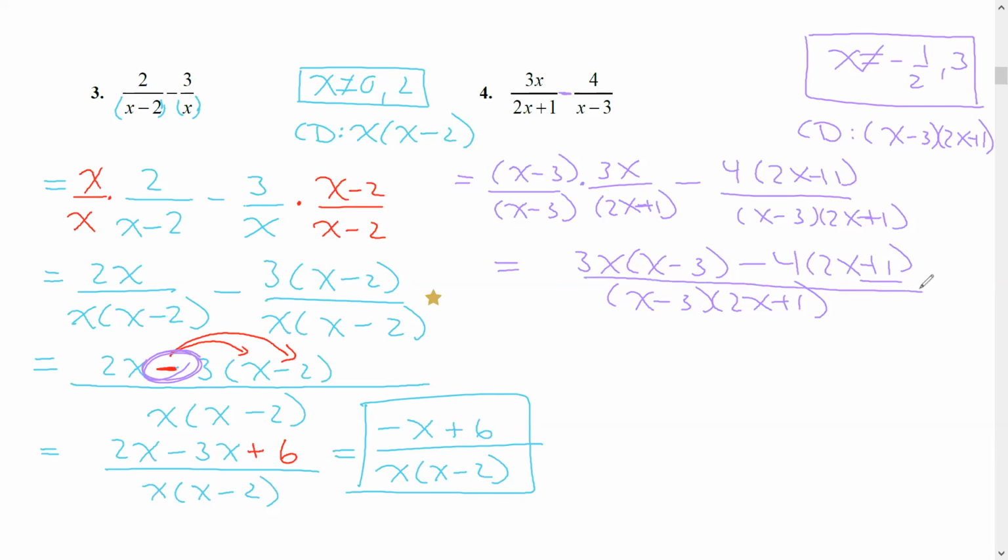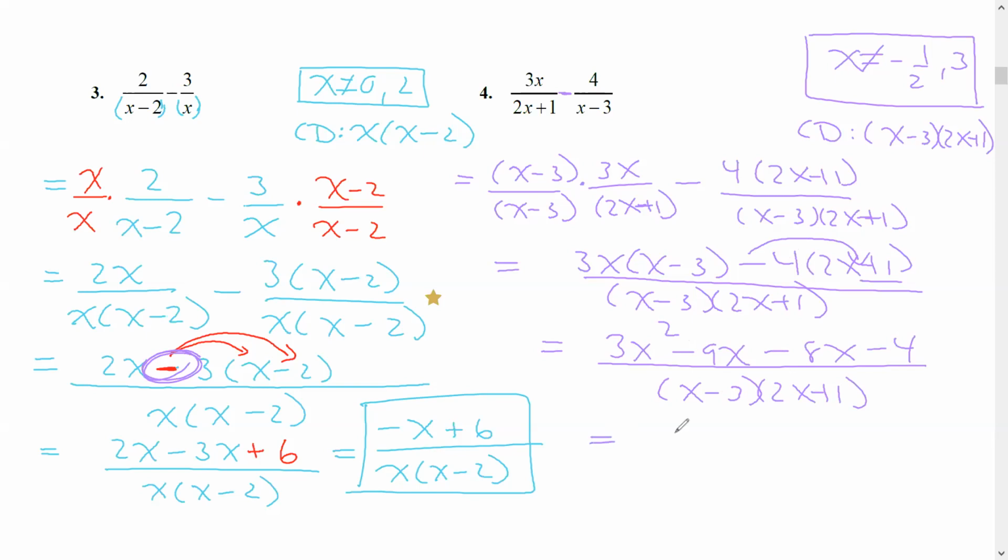Okay. So what am I going to do then? Well, I'm going to simplify my numerator and leave my denominator the way it is. So in the numerator, I'm going to get 3x squared minus 9x. There's that negative. I'm really going to watch for that distribution to the next term. Minus 8x minus 4. And collect any like terms I have. 3x squared minus 17x minus 4 over x minus 3, 2x plus 1.